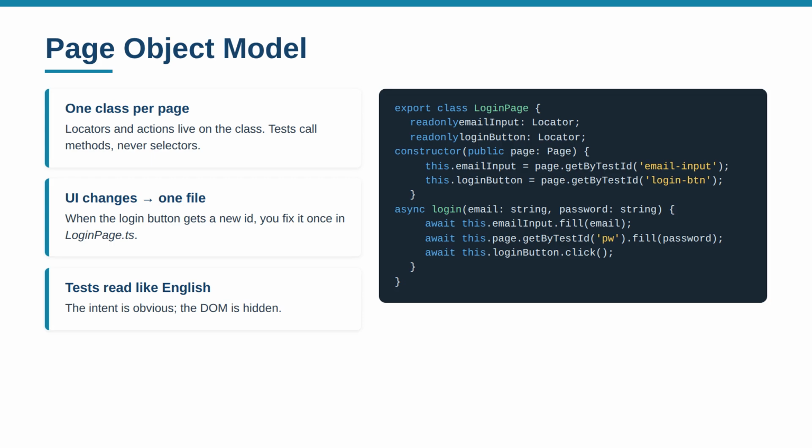The code on screen shows a complete login page. The constructor initializes the email input and login button locators using getByTestId. The login method fills the email field, fills the password field, and clicks the button. Any test file imports this class and calls these methods. The DOM structure is completely hidden from the tests.